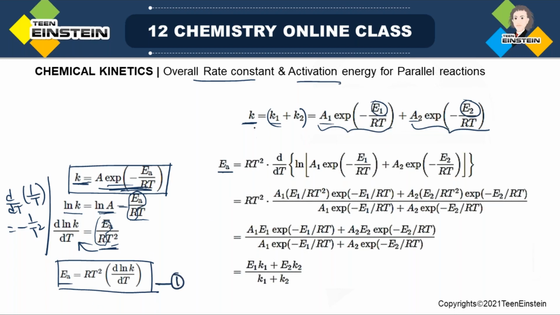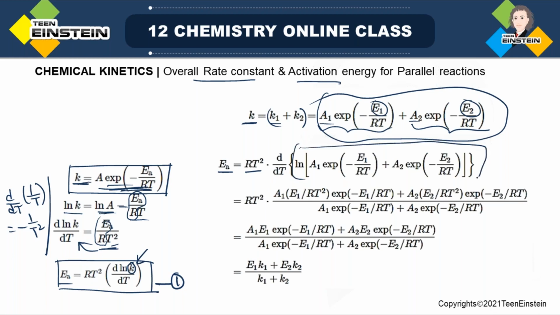So this is the value of k, and you have to put this value in this equation 1. Remember d/dT of ln k. That is why RT square then d/dT, and this is the total expression for k. Now if you are interested, you can go into the details, but we are interested in the ultimate relationship, not the derivation. EA will be equal to this expression.